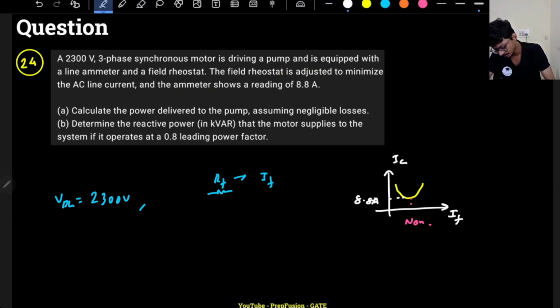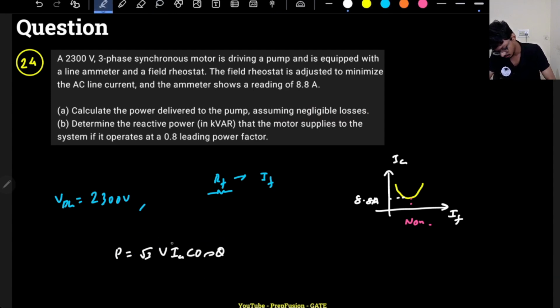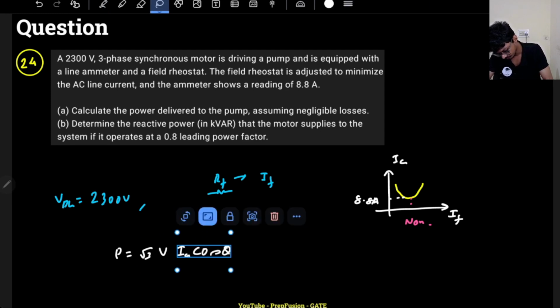This much information I know, and I know the voltage. Voltage is 2300 volts. Okay, now what are they telling me? They are telling me to calculate the power delivered to the pump assuming negligible losses. So what is the power delivered? Power delivered is simply V into IA cos theta, right? If it's 3-phase power, it will be root 3 into IA cos theta.